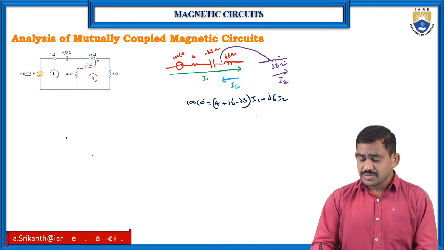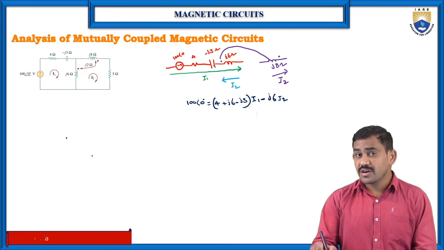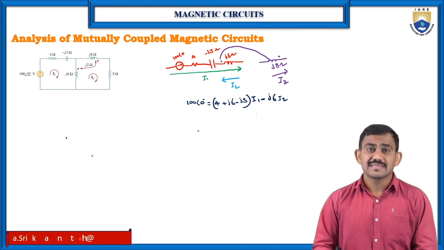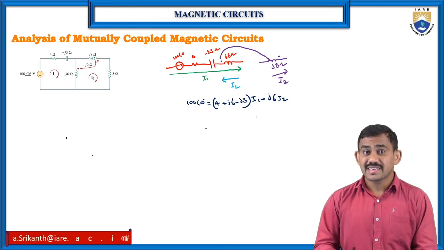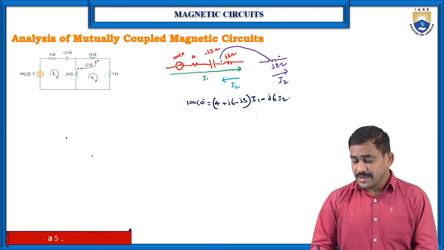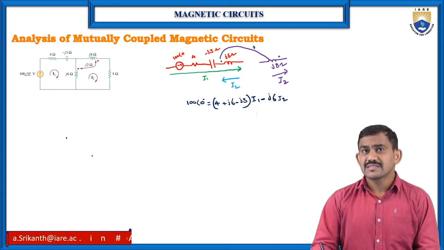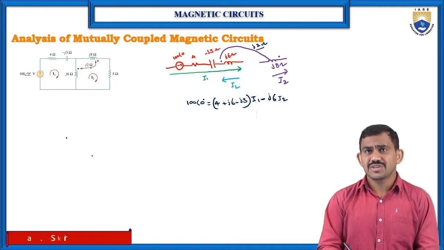Now coming to mutually coupled, again 6J is mutually coupled with one more inductance, and that inductance current is I2 current. So your I1 current and I2 current both are reverse. Okay, and what's the mutual inductance value? That is J2 ohms. Am I right? The mutual value is J2 ohms.